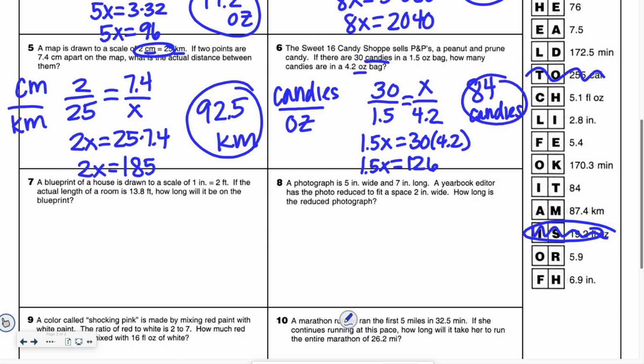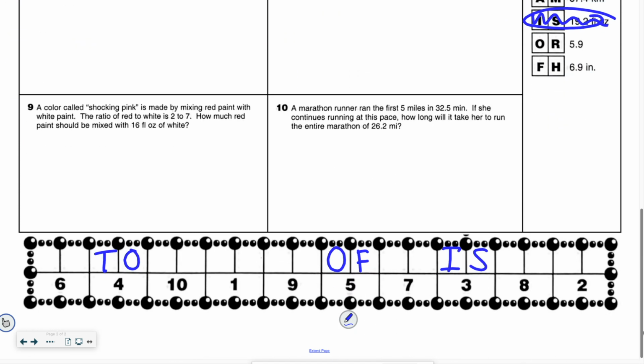Does anyone see 84? Oh, right here, is it IT? Yeah. So IT goes on number 6.